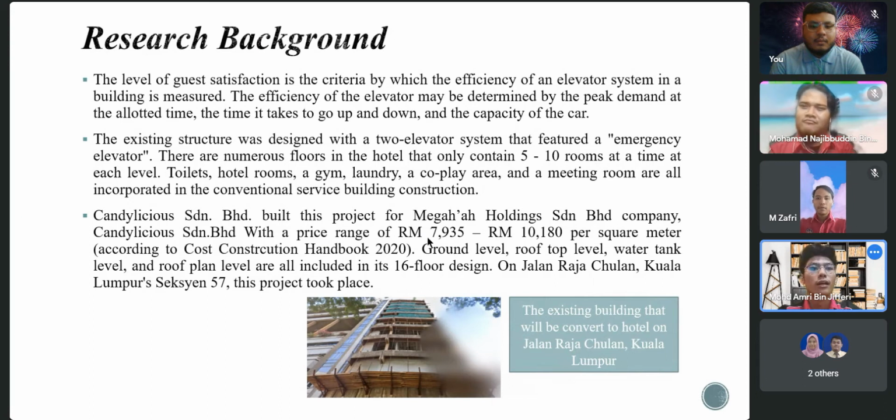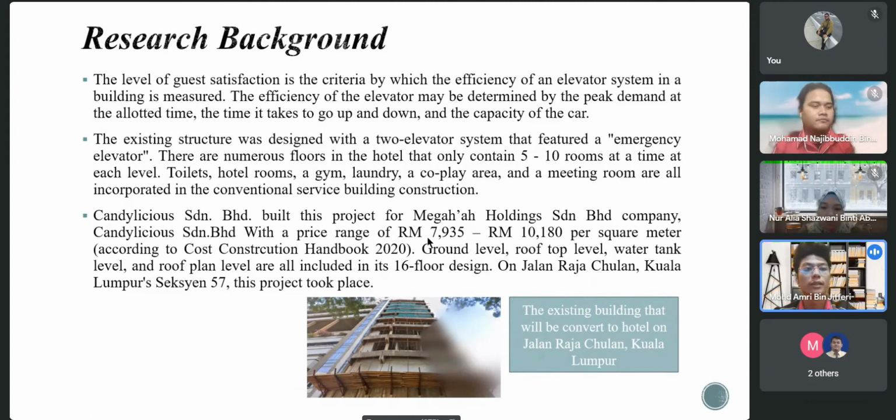There are numerous floors in the hotel that contain 5 to 10 rooms at each level. Toilets, hotel rooms, a gym, laundry, a coffee area and a meeting room are all incorporated in the conventional service building construction.